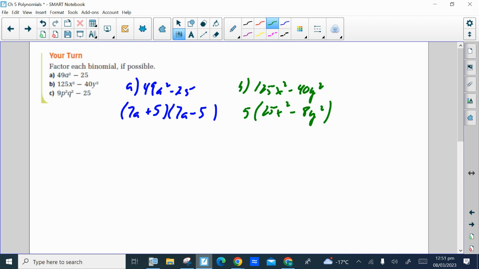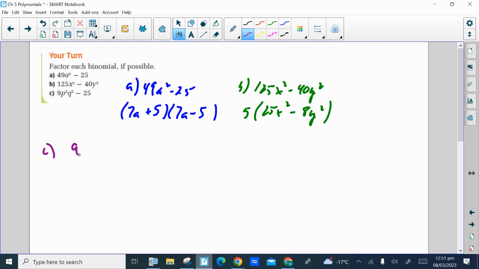Unfortunately, that is not difference of squares because 8 is not a perfect square. It doesn't mean we can't do any more factoring, but we still factored out a common factor of 5. So we did factor. The only thing that's stopping us from factoring what's inside the brackets as a difference of squares is the fact that 8 is not a perfect square. But we still factored.